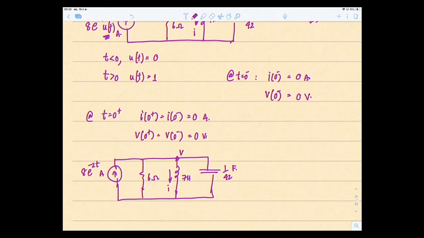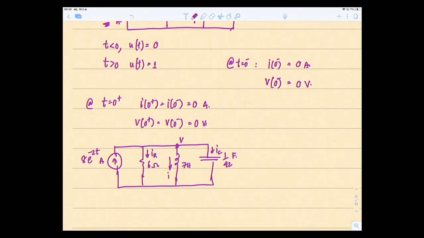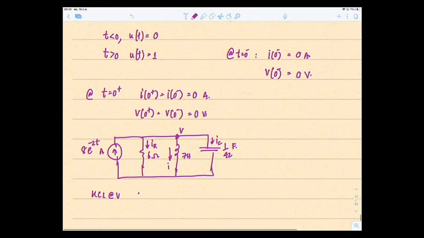The current flows out from the source, divided into I through R, not across, and I through the capacitor, right? With things connected in parallel, there is a different current in each branch, so we can apply KCL at node V. So we write I_R plus I plus I_C equal to I_S, 8 e to the minus 2t.